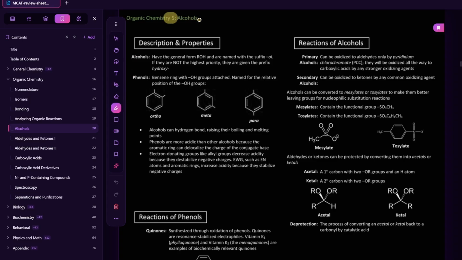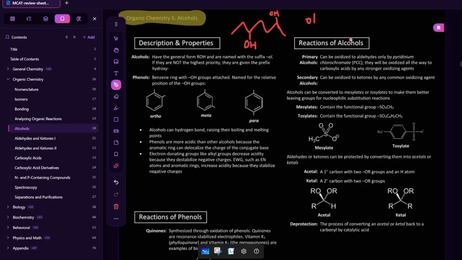So we have alcohols now for organic chemistry. For alcohols, we've already gone over that an alcohol is basically an OH like that, right? And if you have a diol, it has 2. So you have ol for your alcohol, the suffix ol, and it has a general form of ROH. So the key thing is that OH there.